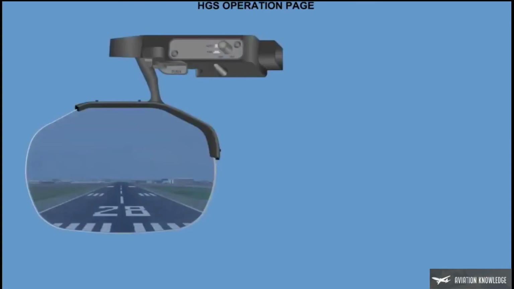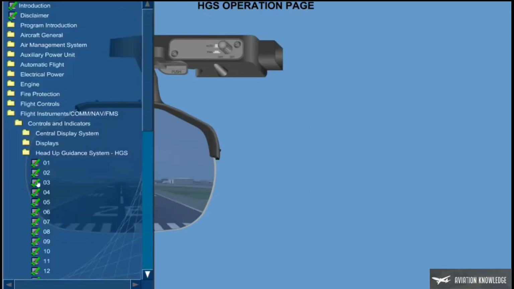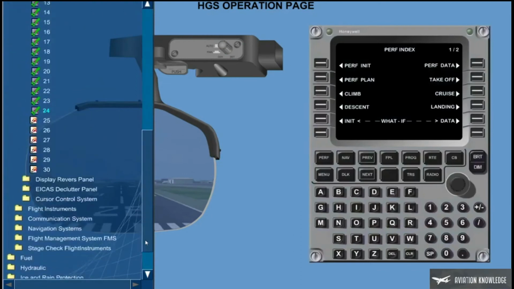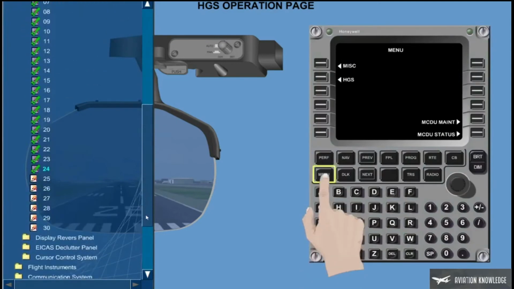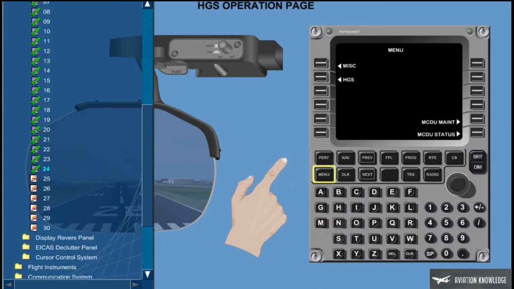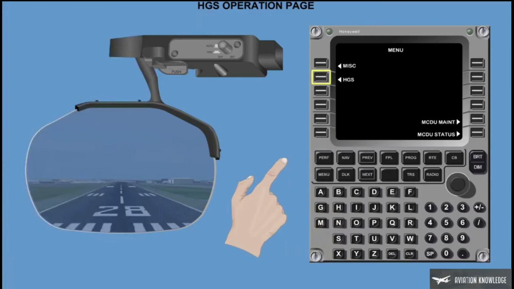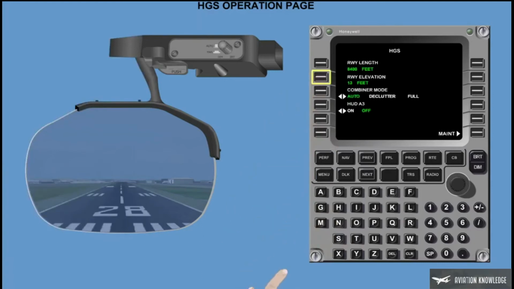HGS is operational when the aircraft is powered up. All functions of the HGS remain operational. MCDU is an interface between pilot and the HGS system. To select the menu page, push Menu Function Key on MCDU. To access the HGS page, push the Line Select key next to HGS. HGS menu page appears with the following options: Runway Length, Runway Elevation, Combiner Mode, Auto, Declutter, Full, HUD A3 Control, On, Off.